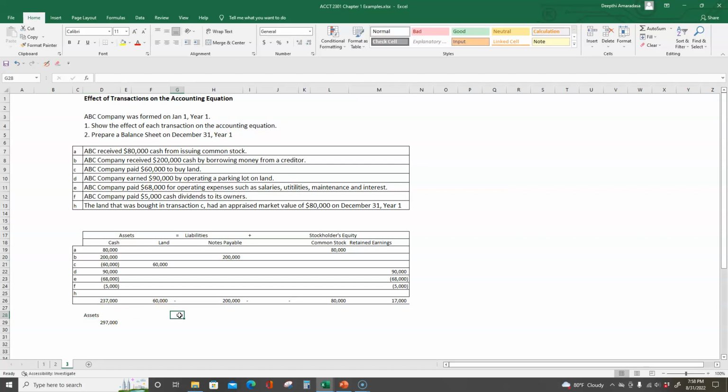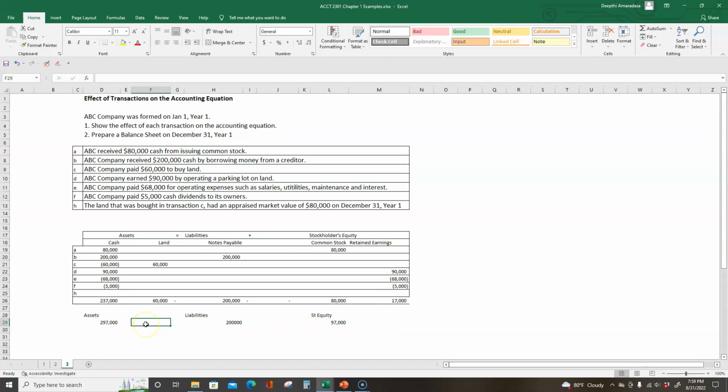Next, let's look at our liabilities. Liabilities, we only have one account, notes payable. So we know that our liabilities are only 200,000. Next, let's look at stockholders' equity. Stockholders' equity, you have to add your common stock and retained earnings. So let's look at what the total is. It's 80,000 plus 17,000. That's 97,000.